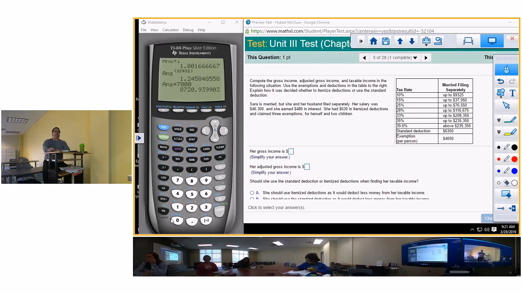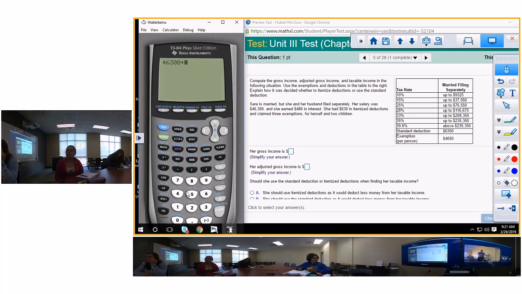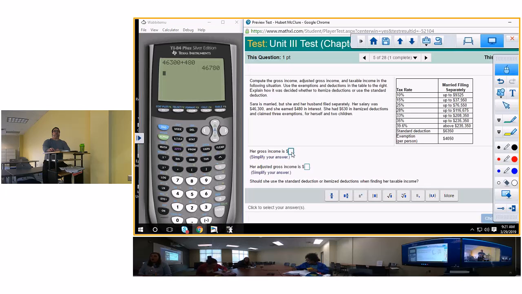So the first thing you're going to do is add the what? The income. So what's the added income? 46,300 plus what? 480. Because anything that's put into your bank account, a credit, an interest payment, if you bring in rent money, if you rent houses and you bring in rent, anything like that is considered income. If it goes into your bank account, it is considered income. All right, so write that down. Her gross income is $46,780.